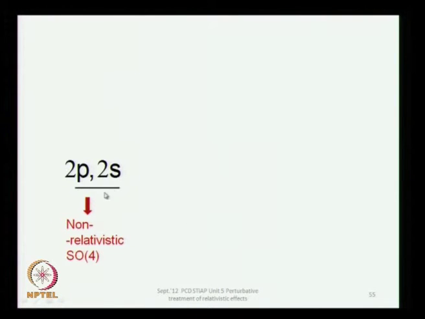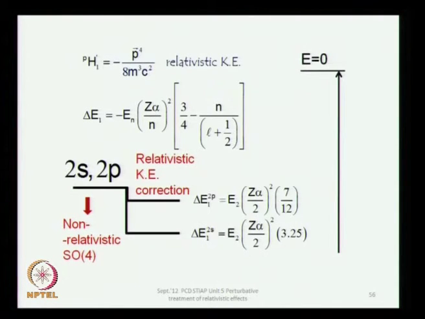Now let us see what effect it has on the energy levels of the hydrogen atom. The 2p and 2s states in the hydrogen atom are degenerate. The reason they are degenerate is because of the SO(4) symmetry of the hydrogen atom. Now, if you take into account the relativistic kinetic energy correction, and if this was the only term and no other term, then it would give you different energies for the 2s and 2p. Both would be more negative than the original value.